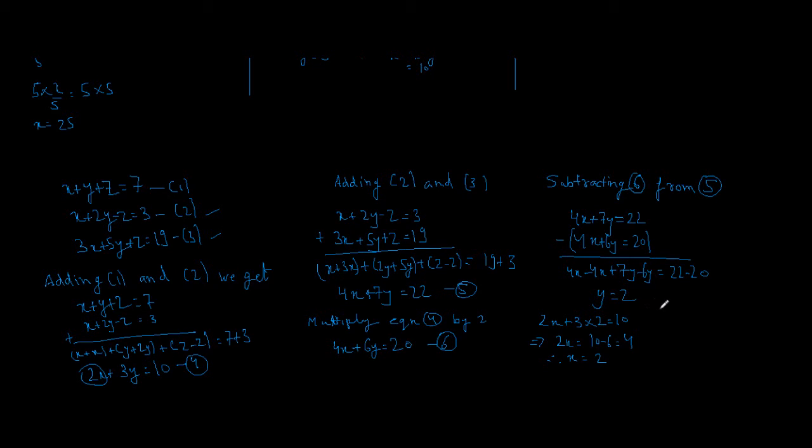Now since I have found x and y, my z is equal to 7 minus x minus y, going by equation 1, which in turn would give z equal to 7 minus 2 minus 2 equal to 3. So this was the way I have solved a three unknown equation, basically the system of equations which had three unknowns, and hence we required three equations to solve them.